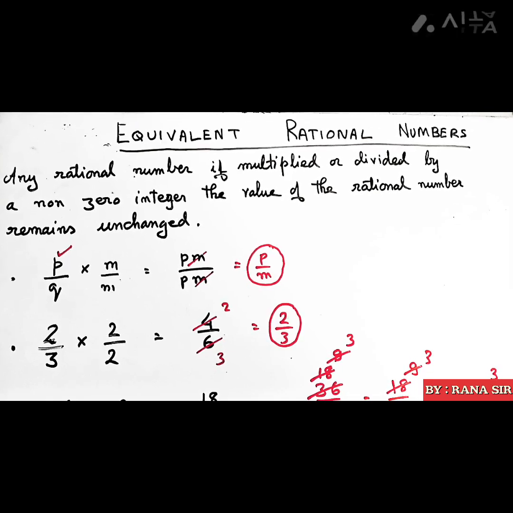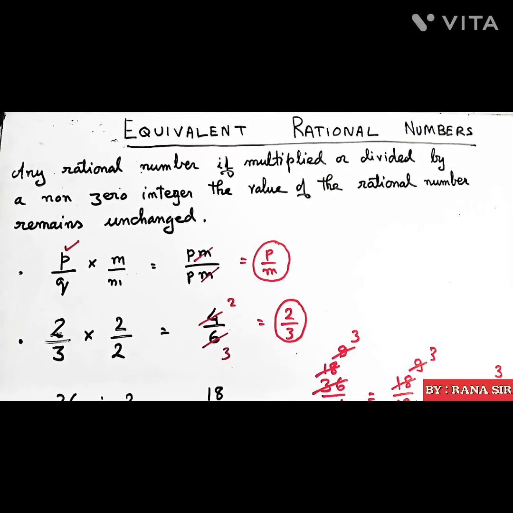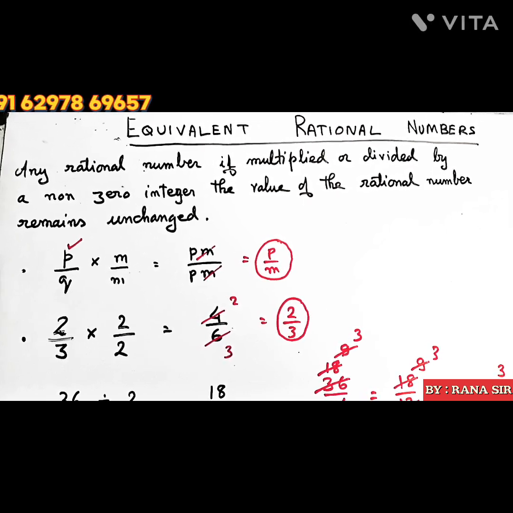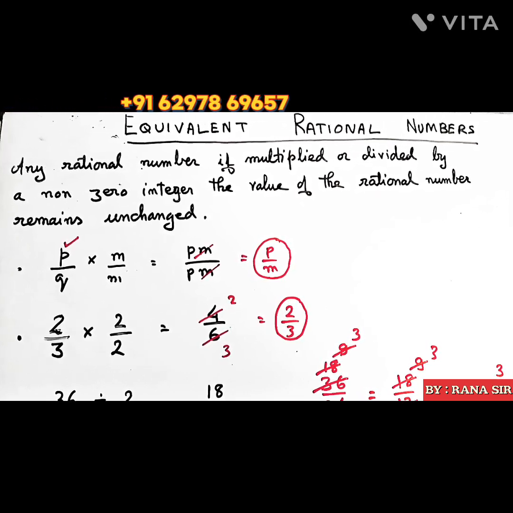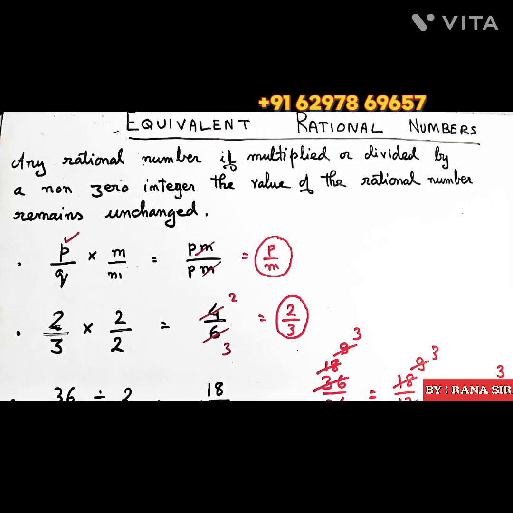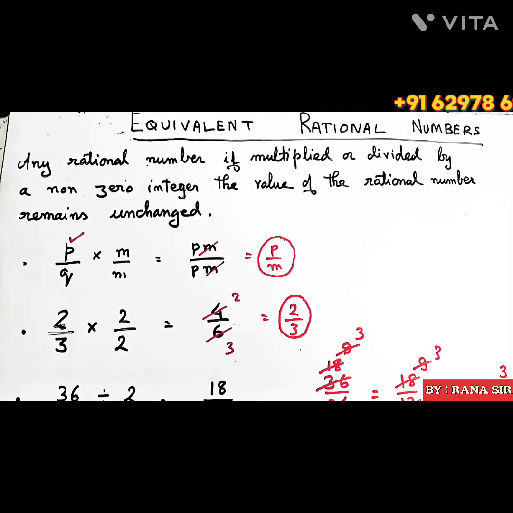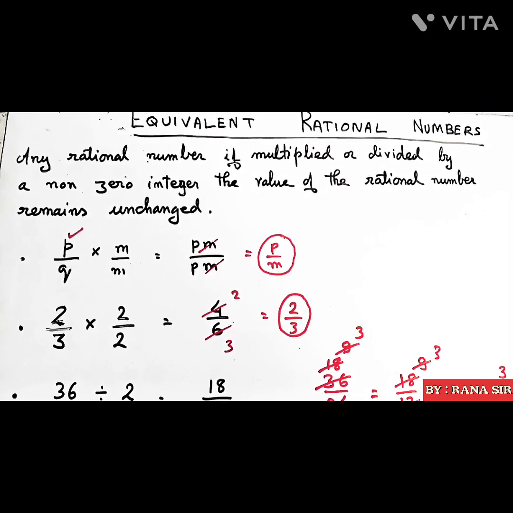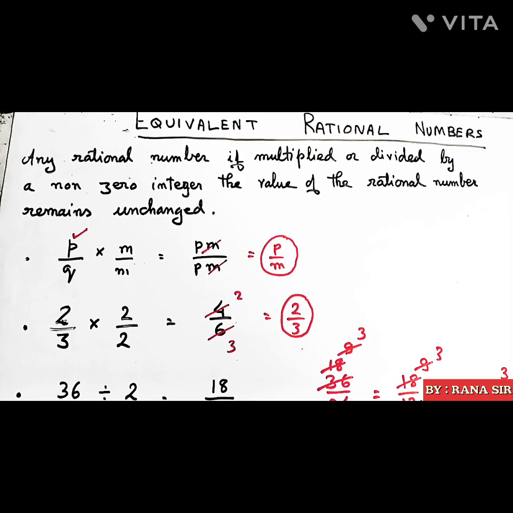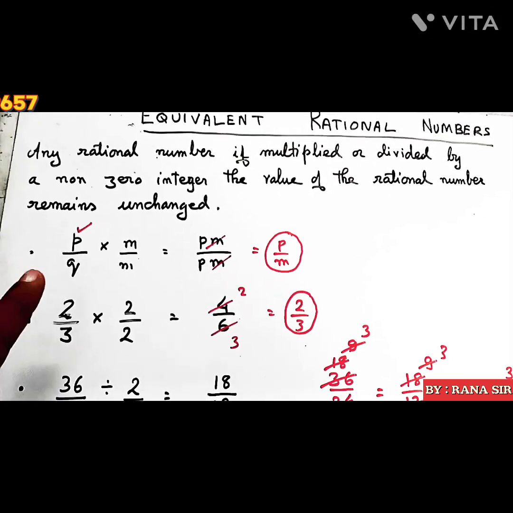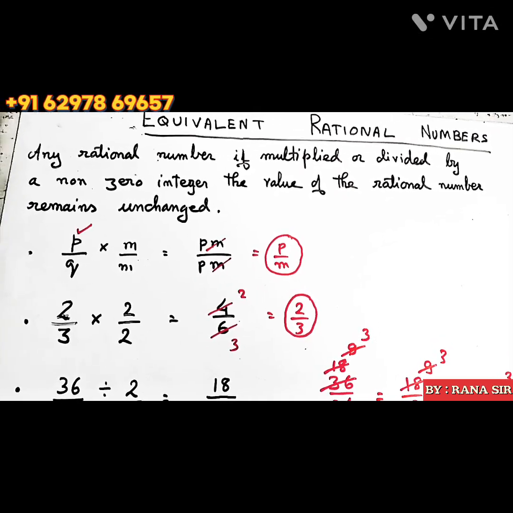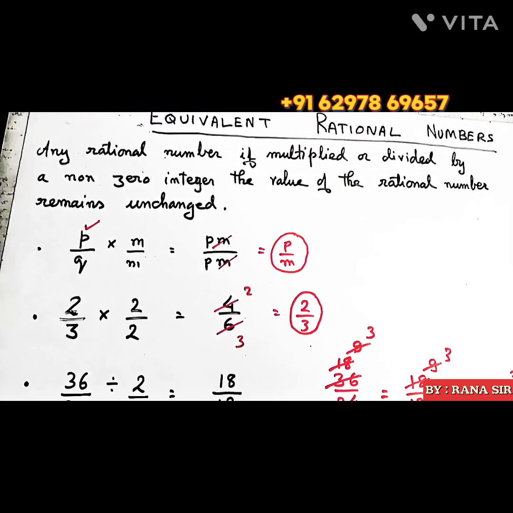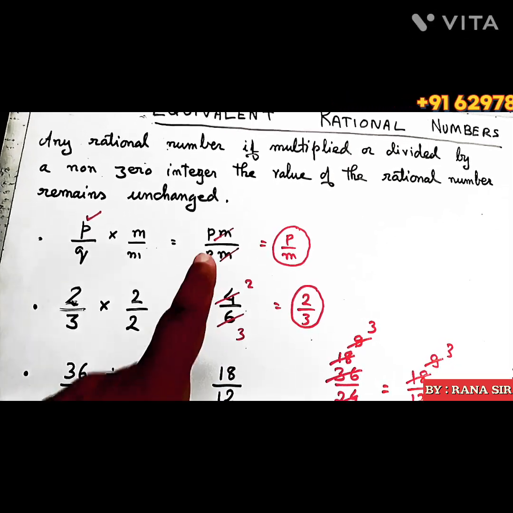Equivalent rational numbers. What does equivalent rational number mean? Equivalent is equal. If any rational number is multiplied or divided by a non-zero integer, non-zero integer meaning a positive or negative integer, not 0, the value of the rational number remains unchanged. Whatever the value of the rational number was, it will remain unchanged. Suppose a rational number is p by q. It is multiplied by m. So p into m is pm, q into m is qm, giving pm divided by qm.